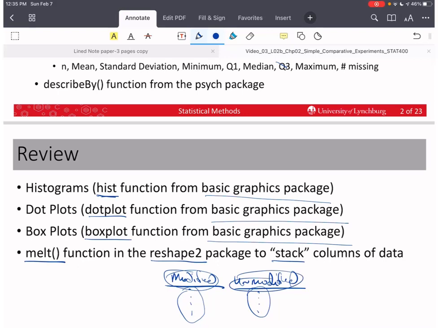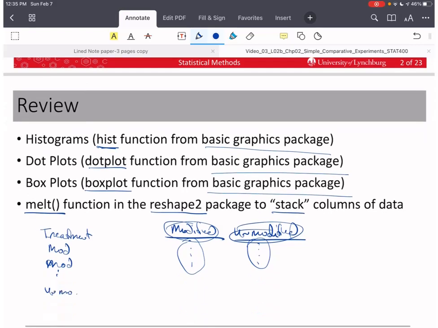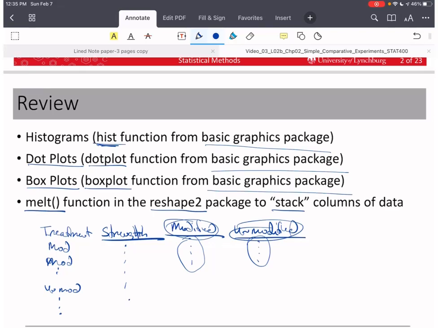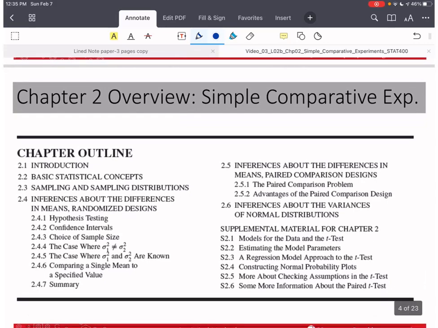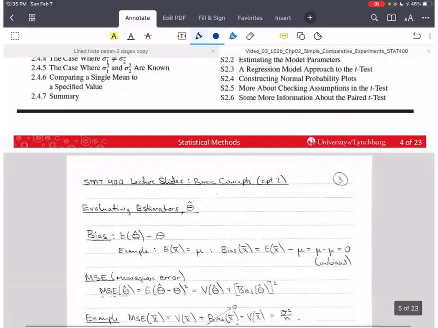The actual descriptors or column titles were used as the variable, and we called it level treatment. I think I called the variable the treatment, so it might say modified, modified, and then unmodified, and then we'd have our strength here, and we had the individual strength variables, and then we were able to use the box plots, dot plots, and histogram functions much easier. So we're going to continue in Chapter 2, and let's get started.